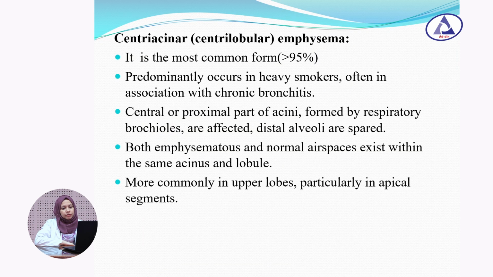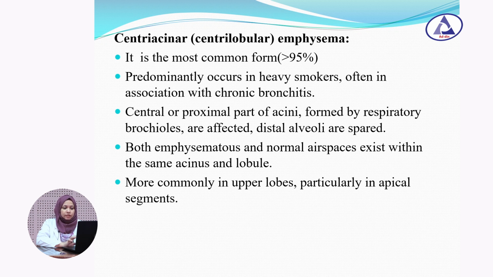Centri-acinar or centrilobular emphysema is the most common type of emphysema. More than 90% of emphysemas are centri-acinar or centrilobular emphysema. It occurs predominantly in heavy smokers and often is associated with chronic bronchitis. In centri-acinar emphysema, as we have already seen from the picture, there is involvement of the proximal part of the acini, which is formed by respiratory bronchioles, and the distal part of the alveoli is spared.